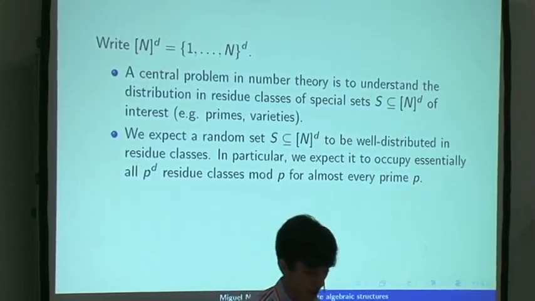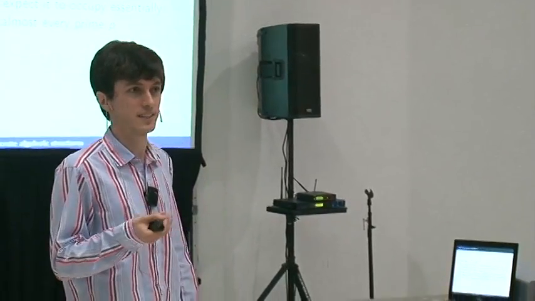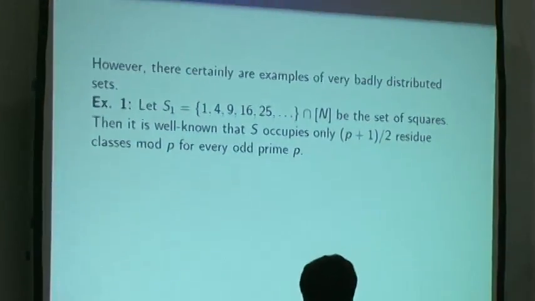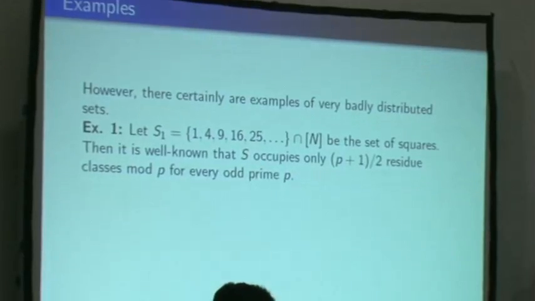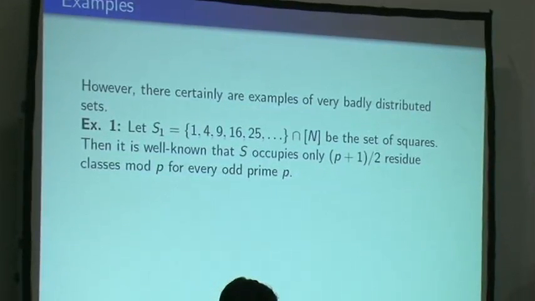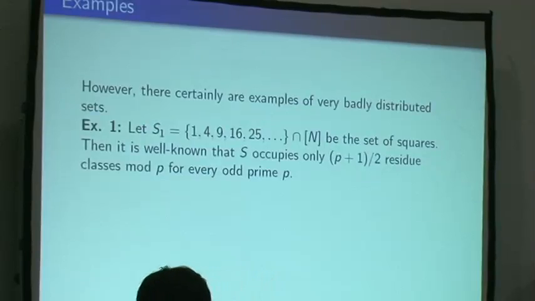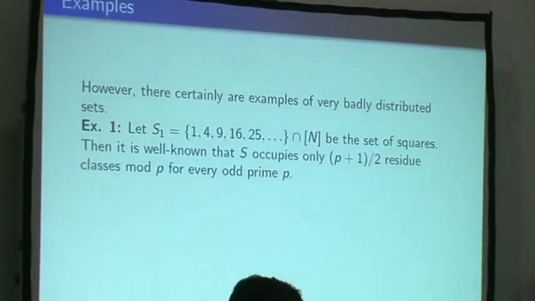If you think about it probabilistically, it is very unlikely that a set will occupy very few residue classes. But as a matter of fact, there are a lot of examples of sets of that kind. There are examples of sets that are very badly distributed in residue classes. The most classical one is the set of the squares. If you look at the squares, 1, 4, 9, 16, 25, it is a very old, well-known result that the set S occupies only (p+1)/2 residue classes mod p for every odd prime p.